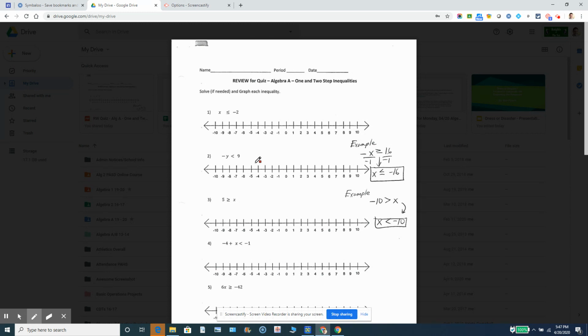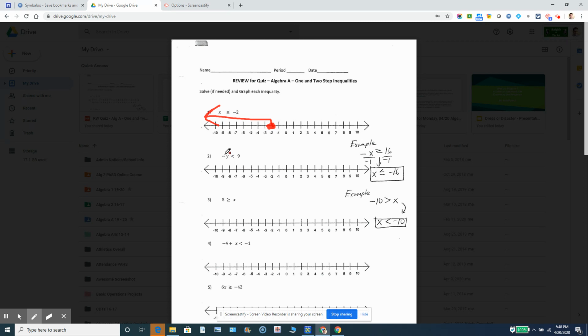The first one is a slam dunk, so everybody should be getting that one right. X is less than or equal to -2, so it's a closed circle on -2 and shade to the left because we want numbers less than -2. Now, please pay close attention for 2 and 3 because every year I see mistakes in this in the Algebra A level, so please make sure you pay attention.